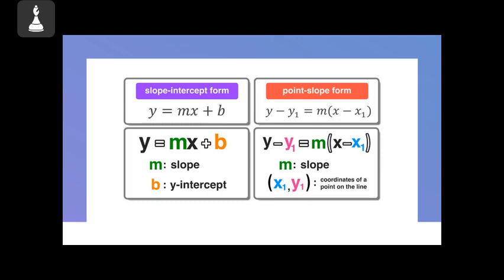The colored values are what you fill in. So the pink y1, the m, the slope, and the blue x1, those are the 3 values you're going to fill in. m is the slope, and x1, y1 are going to be the coordinates of the point that you are given. Once we have that, we can always distribute and move things around to get it back into slope-intercept form if the question asks for that.